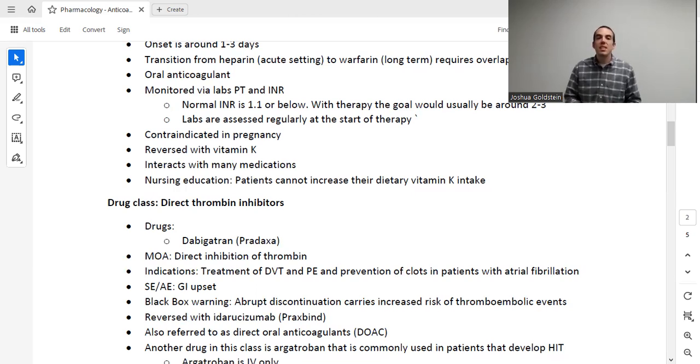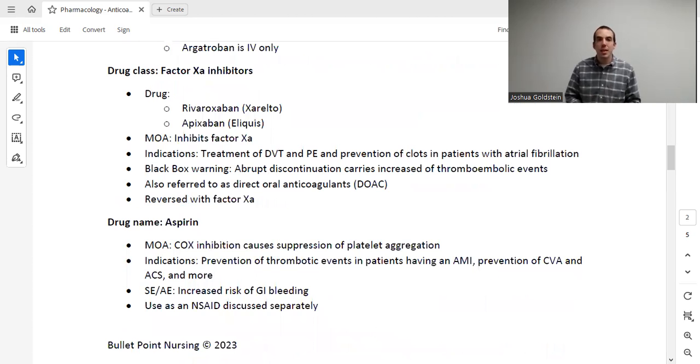There is another drug in this class, a DTI, direct thrombin inhibitor, argatroban. Argatroban, however, is sort of a subset of this class because this is different than dabigatran. This medication is definitely not a DOAC because it's not oral, it's IV only. The big claim to fame of argatroban is that in many guidelines and protocols, argatroban is our go-to anticoagulant if a patient develops HIT, heparin-induced thrombocytopenia.